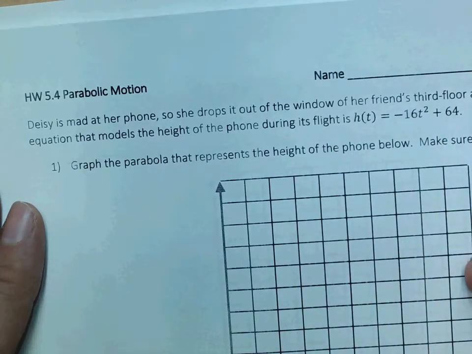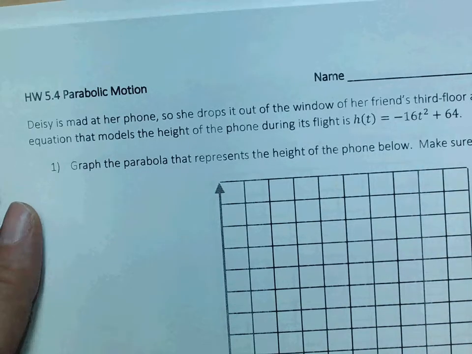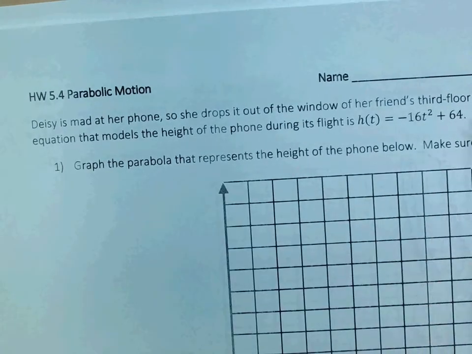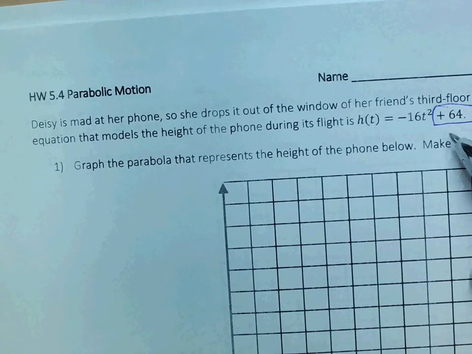So this first one is Daisy is mad at her phone, so she drops it out of a window of her friend's third-floor apartment. The quadratic equation that models the height of the phone during its flight is h of t equals negative 16 t squared plus 64. So we want to be able to graph this. And we know a couple of things. We know that this plus 64 tells us the y-intercept.